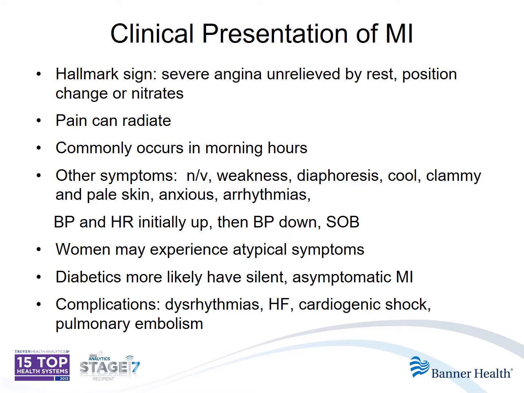Other symptoms that you may see are nausea or vomiting, weakness, diaphoresis, cool, clammy, and pale skin. The patient may appear anxious, and there may be arrhythmias. The blood pressure and heart rate will initially be up, then the blood pressure will come down. There may be shortness of breath. Women experience atypical symptoms. Diabetics are more likely to have silent, asymptomatic MIs. Complications include dysrhythmias, heart failure, cardiogenic shock, and pulmonary embolism.